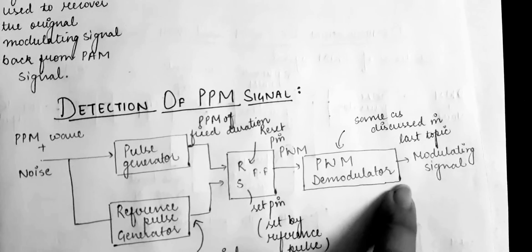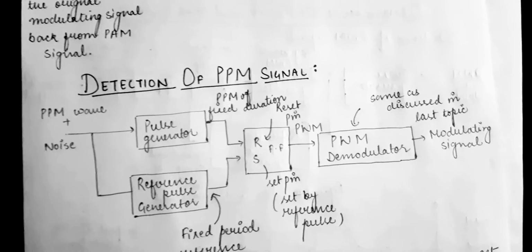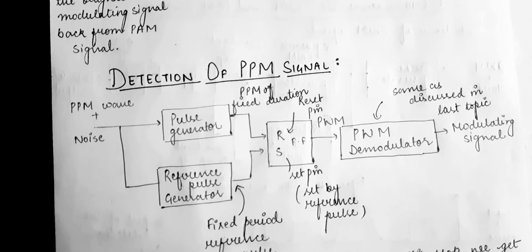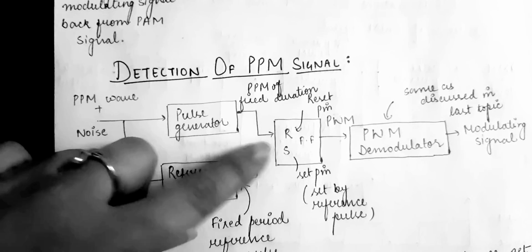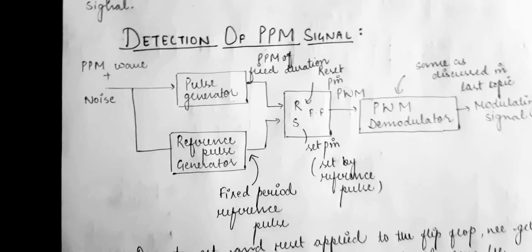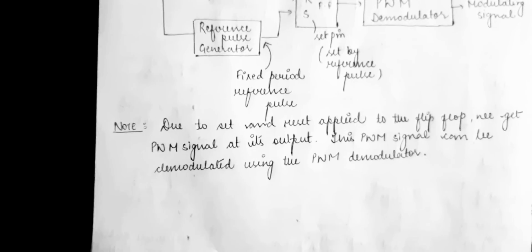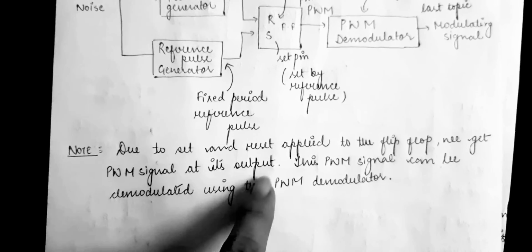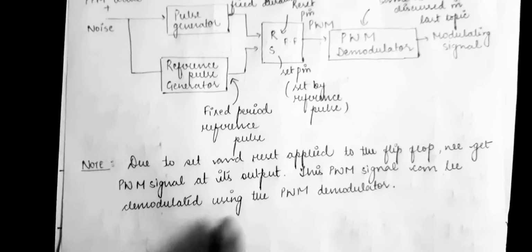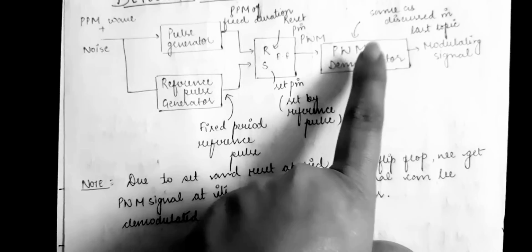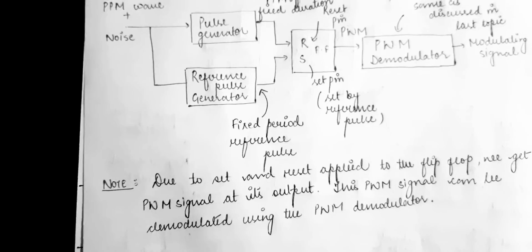It is then passed through your PWM demodulator. We have already discussed the demodulation of PWM. Now we can see that we are applying an SR flip-flop over here. We note a point here that due to the set and reset applied to the flip-flop, we get a PWM signal at its output. This PWM signal can be demodulated using the PWM demodulator. So after that, we'll get our original signal, that is the modulating signal. So this was all about the demodulation.